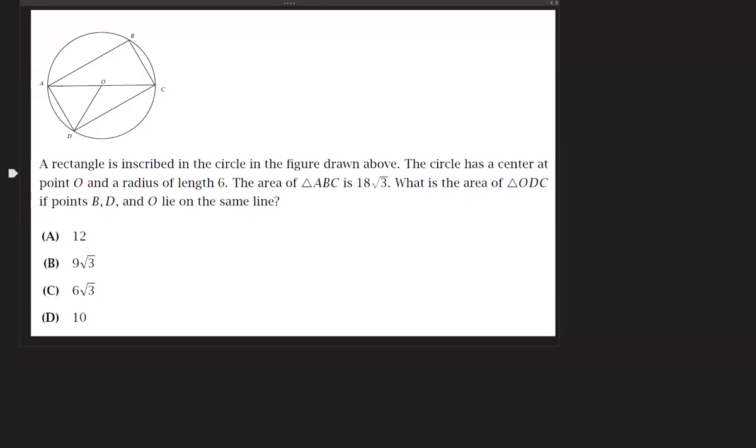Let's try this problem now. A rectangle is inscribed in the circle in the figure drawn above. The circle has a center at point O and has a radius of length 6. The area of triangle ABC is 8 root 13. What is the area of triangle ODC if the points B, D, and O lie on the same line?